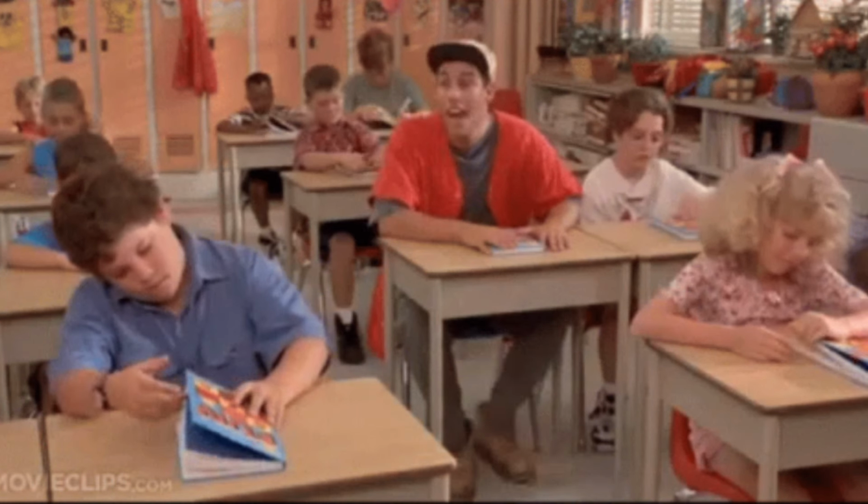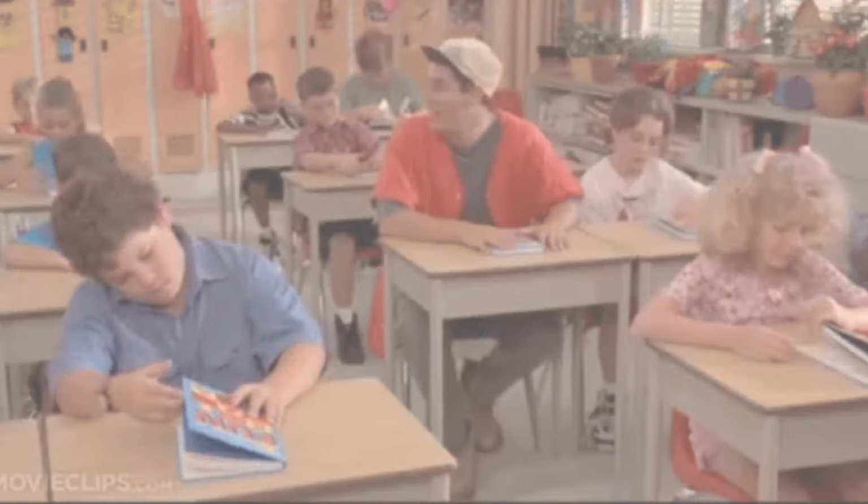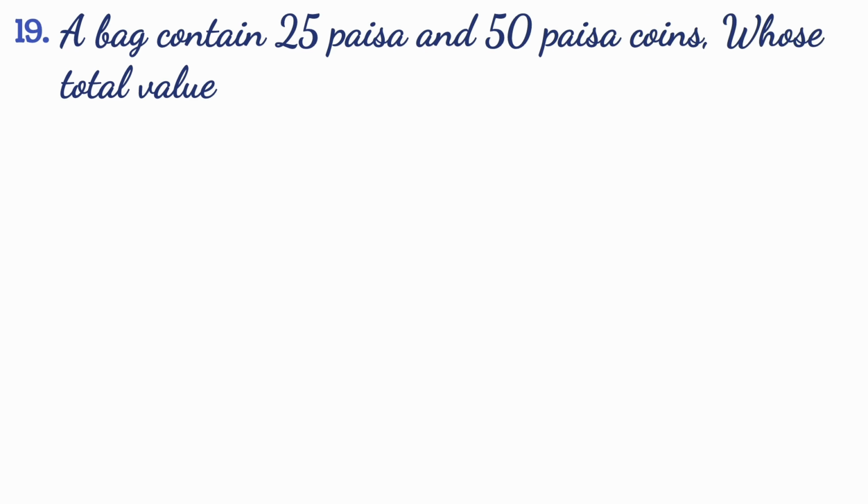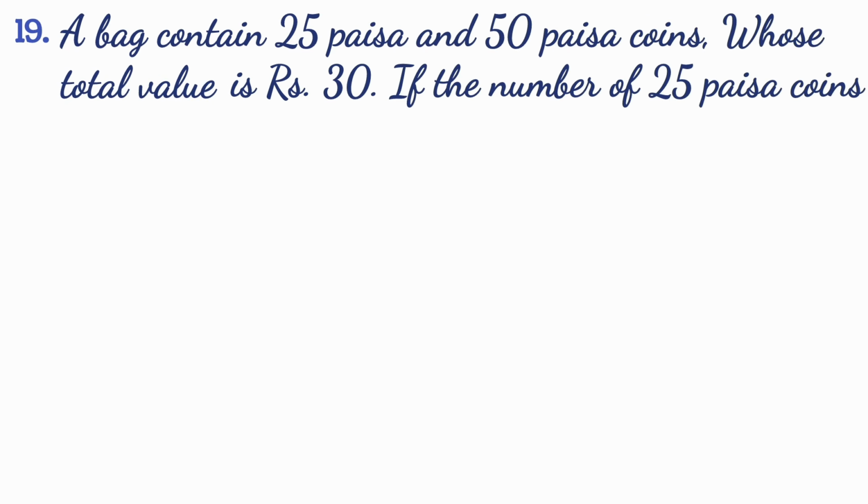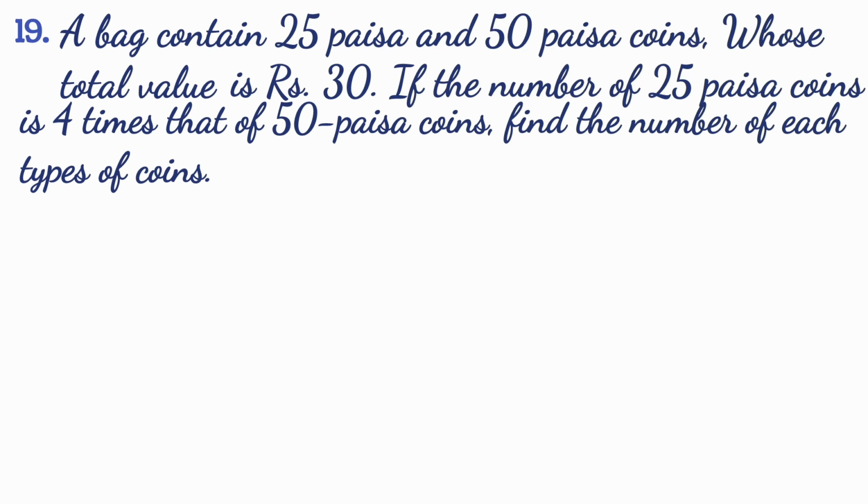Very good. Children, next sum is a little different type. So you have to watch carefully and learn properly. Sum number 19. Let us see what is the question. A bag contains 25 paise and 50 paise coins whose total value is rupees 30. If the number of 25 paisa coins is 4 times that of 50 paisa coins, find the number of each type of coins. Children, you see two things are here. One is number of coins, another one is the value of coins.